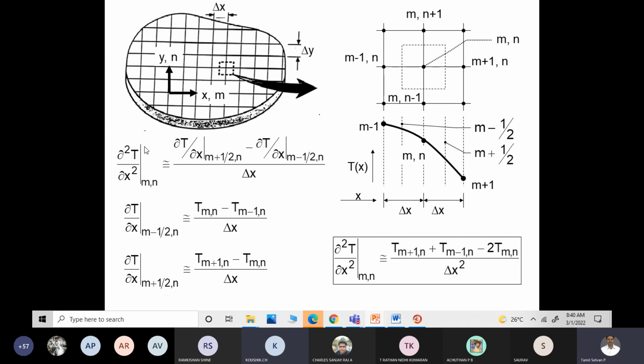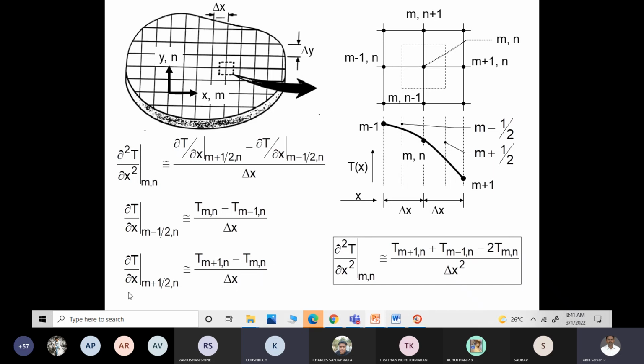For this only they are mentioning ∂²T/∂x² at m comma n is approximately equal to [∂T/∂x at m plus half comma n minus ∂T/∂x at m minus half comma n] divided by del x. Here ∂T/∂x at m minus half comma n is approximately equal to [T(m,n) minus T(m minus 1,n)] divided by del x. Similarly, ∂T/∂x at m plus half comma n is approximately equal to [T(m plus 1,n) minus T(m,n)] divided by del x.